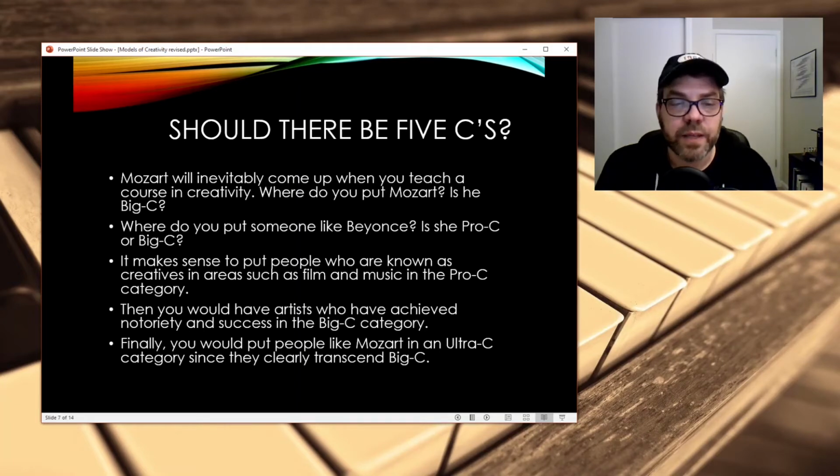And then finally, you'd have people like Mozart who just really transcend this whole idea of trying to put them in a box to begin with. I think they should have their own type of category. And those individuals I would consider ultra C. So that's just my take on it. I would add a 5th category called ultra C.